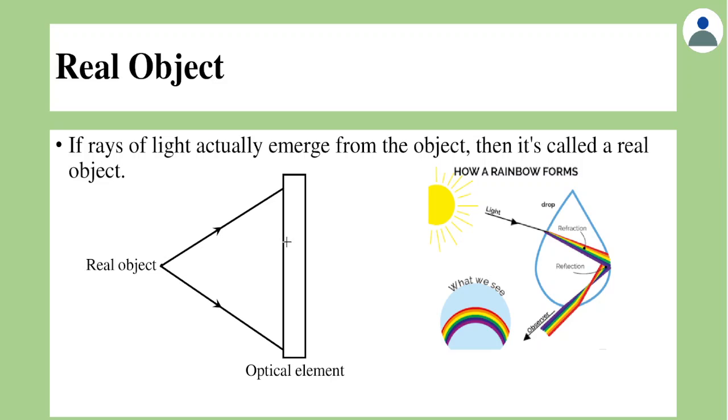So as seen here, if light falls on this optical element, this could be anything. This could be like a mirror, this could be like a lens, this could be any object. When light falls on it, it behaves in different ways. So those objects from where light emerges are called real objects. As seen here, the sun is an example of a real object. Even a bulb or a candle burning could be examples of real objects.